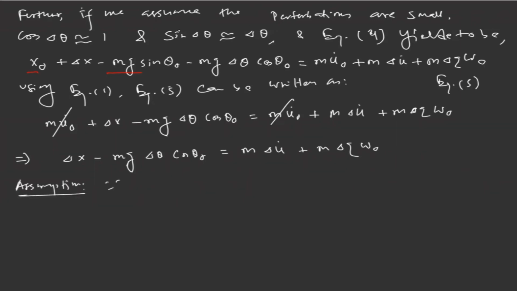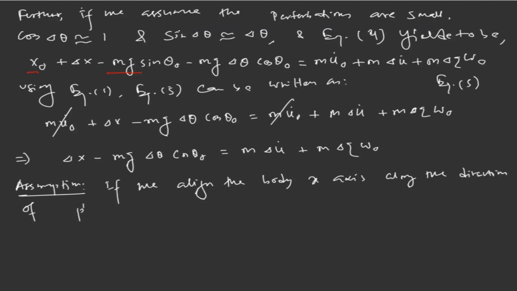If we align the body x-axis along the direction of the airplane's velocity vector, in that case we can write W naught will be 0. So this is basically the stability axis.